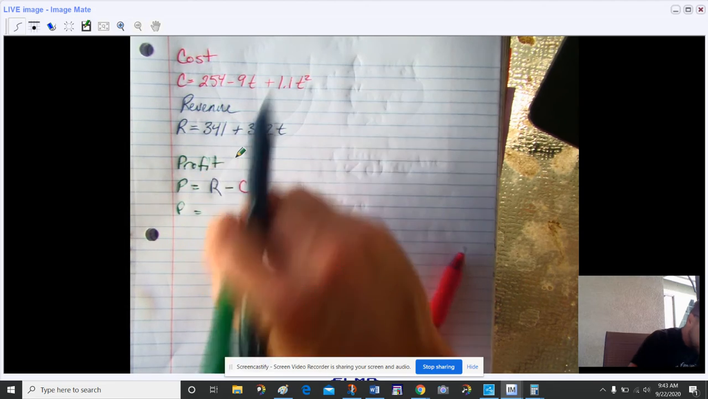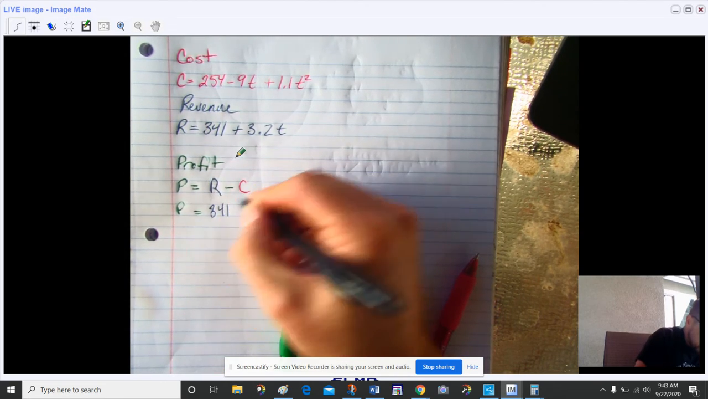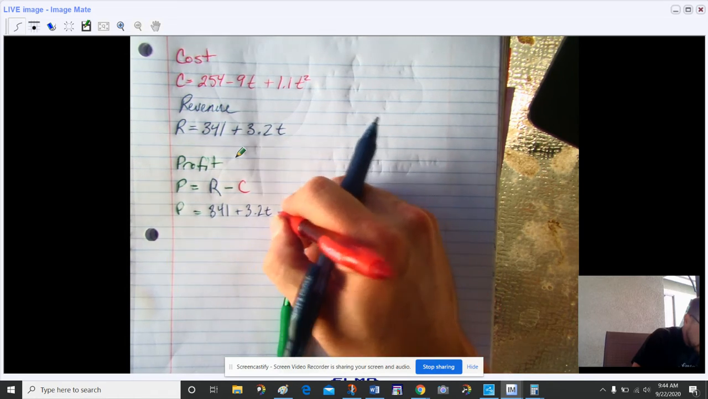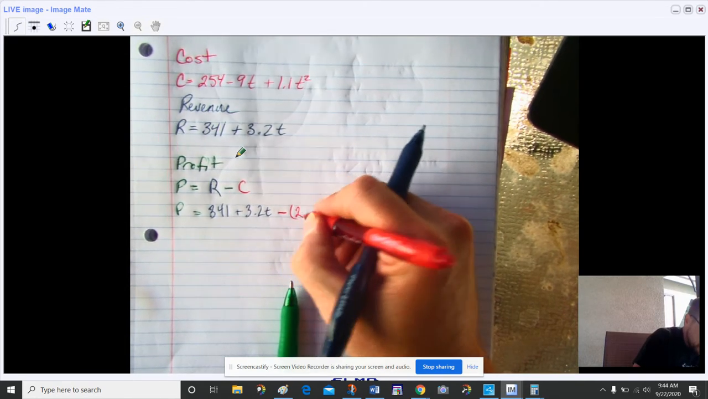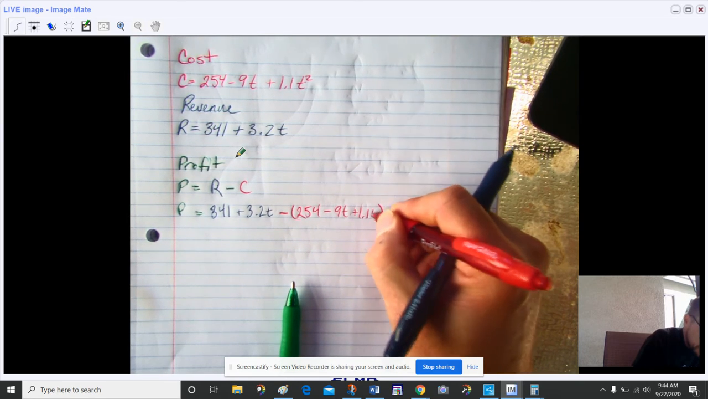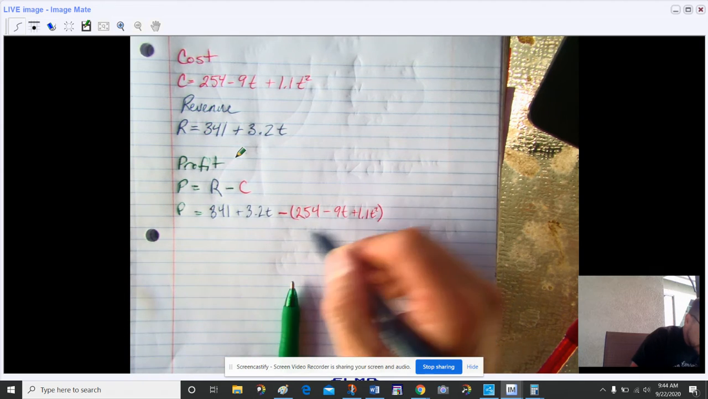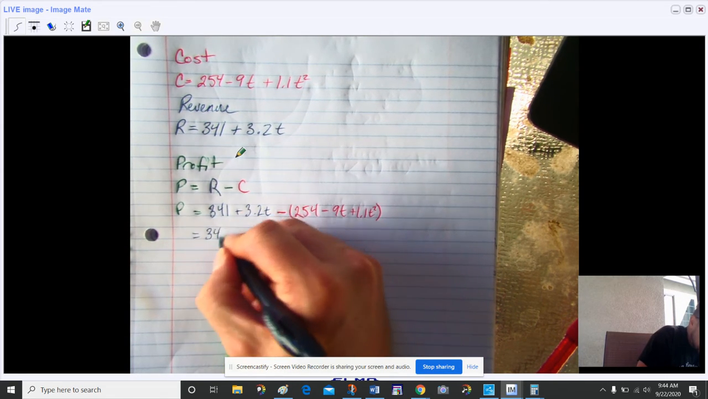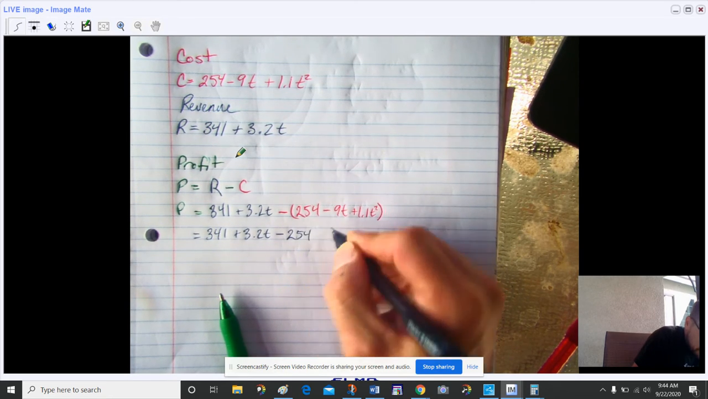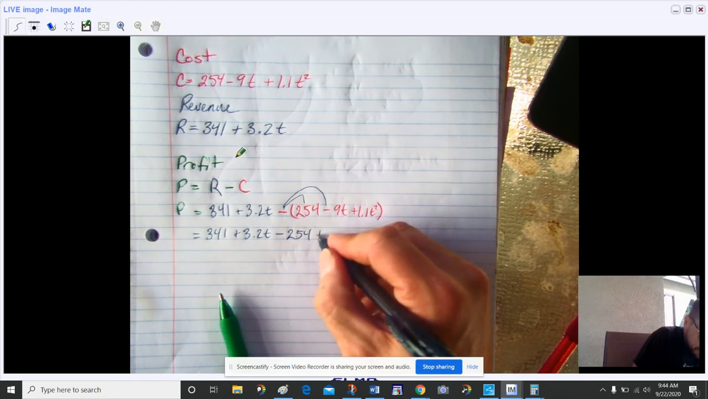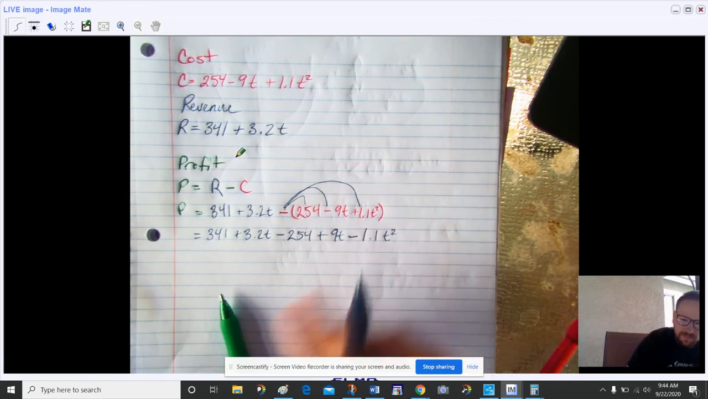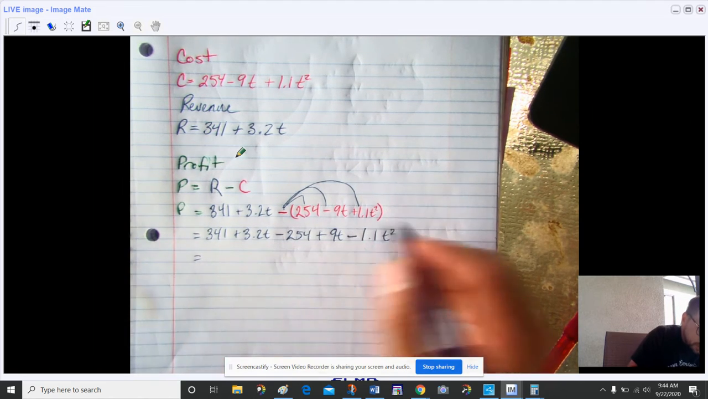So our revenue then is 341 plus 3.2t. And then we're going to subtract, but we have to subtract all of the costs. So we're going to put parentheses: 254 minus 9t plus 1.1t squared. We're going to distribute in that negative. So that's still 341 plus 3.2t minus 254 plus 9t minus 1.1t squared. Then we can put them in order and combine like terms.